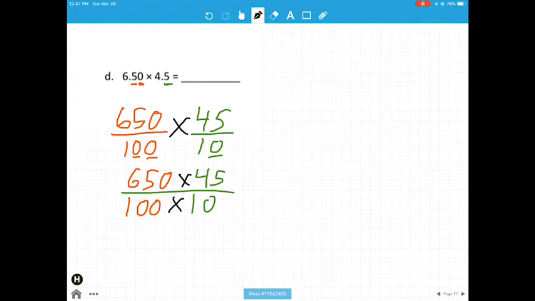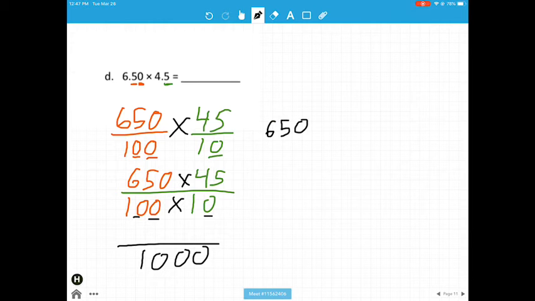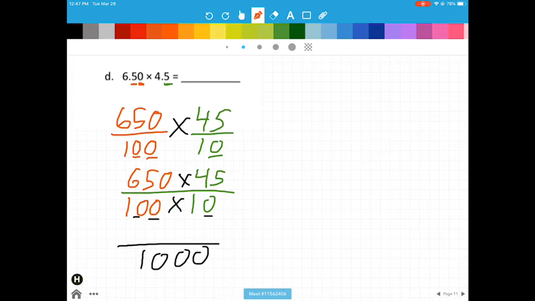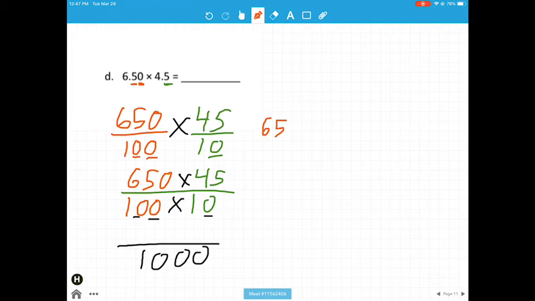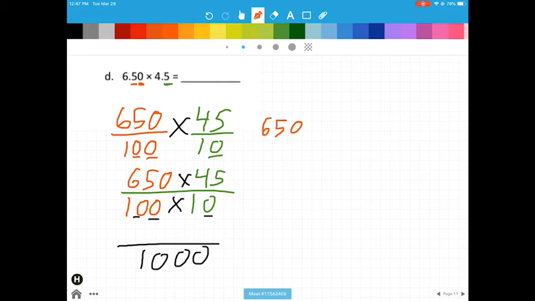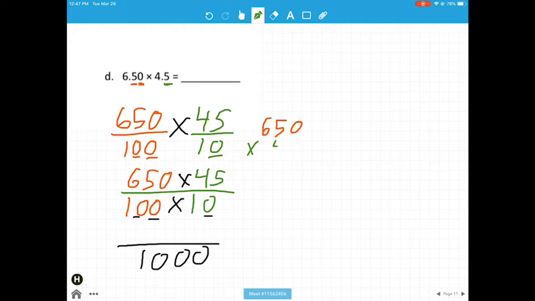Okay, so far so good. We know our bottom one is going to be with 3 zeros, because there's 1, 2, 3 zeros here. 100 times 10 is 1,000. We're going to take it to the side here and go 650 times our 45.